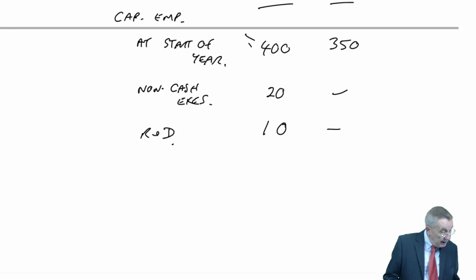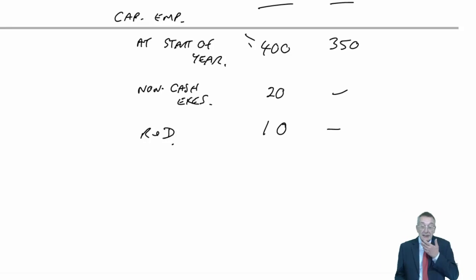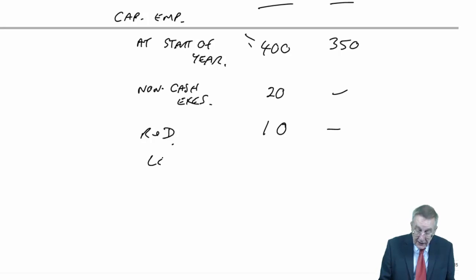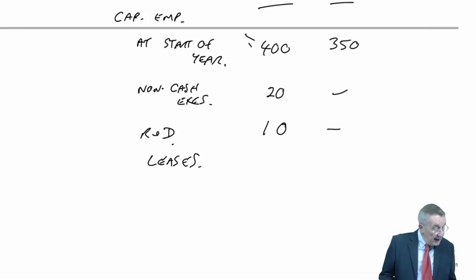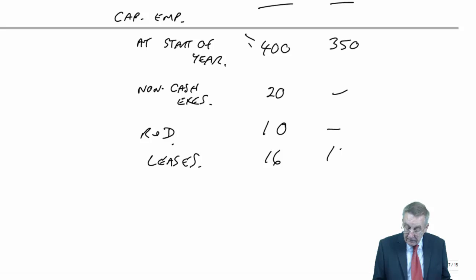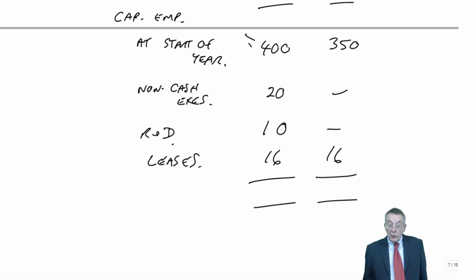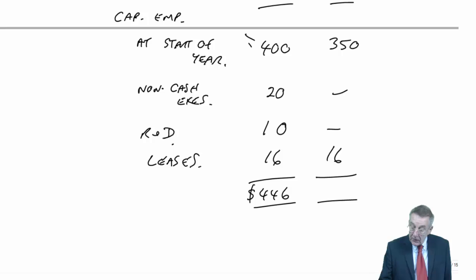Finally, there was one other thing. Where was it? Note 2. We have non-capitalised leases. For whatever reason, they haven't been capitalised. For these purposes, to make it more realistic, we will capitalise them, and it's 16 every year. And so our adjusted capital employed in 2014 is 446, and in 2013 the opening capital employed is 366.